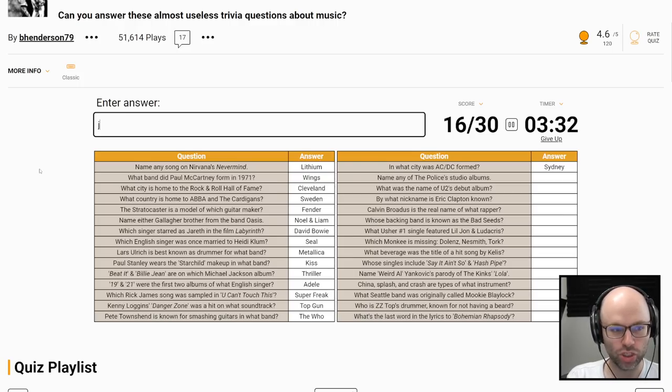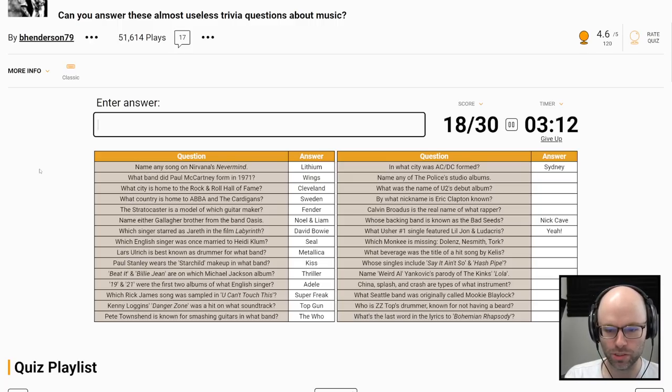Nas. Jay-Z. Whose backing band is known as the Bad Seeds? That's Nick Cave. What Usher song featured Lil Jon and Ludacris? Yeah. You can tell this isn't a math quiz because he says from a 1 to 10, she's a certified 20. Doesn't make any damn sense.